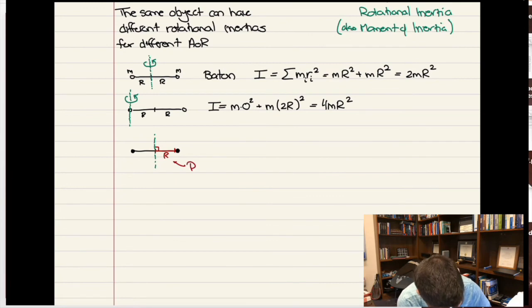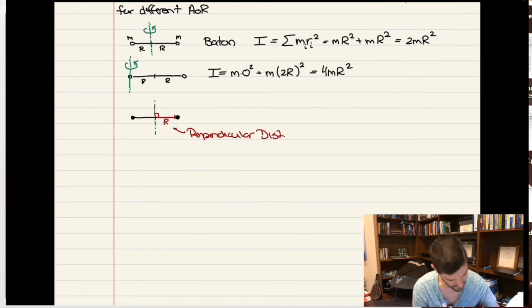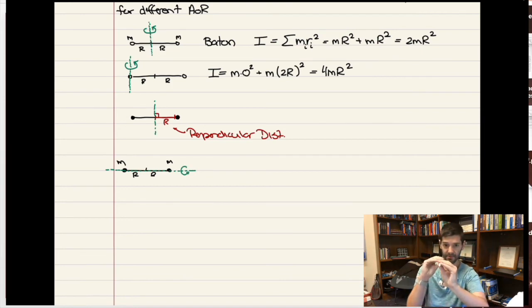All right, so I'll just write down perpendicular distance. What if I do the baton again? But now I'm rotating it along this axis of rotation. So that's this sort of motion.